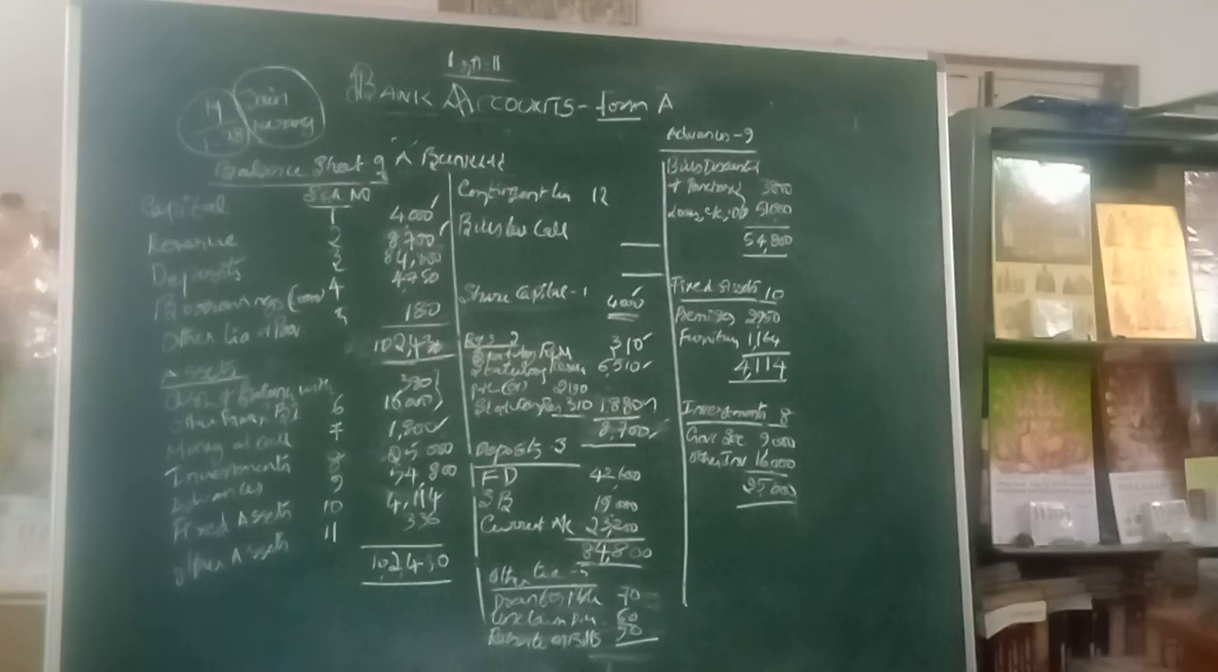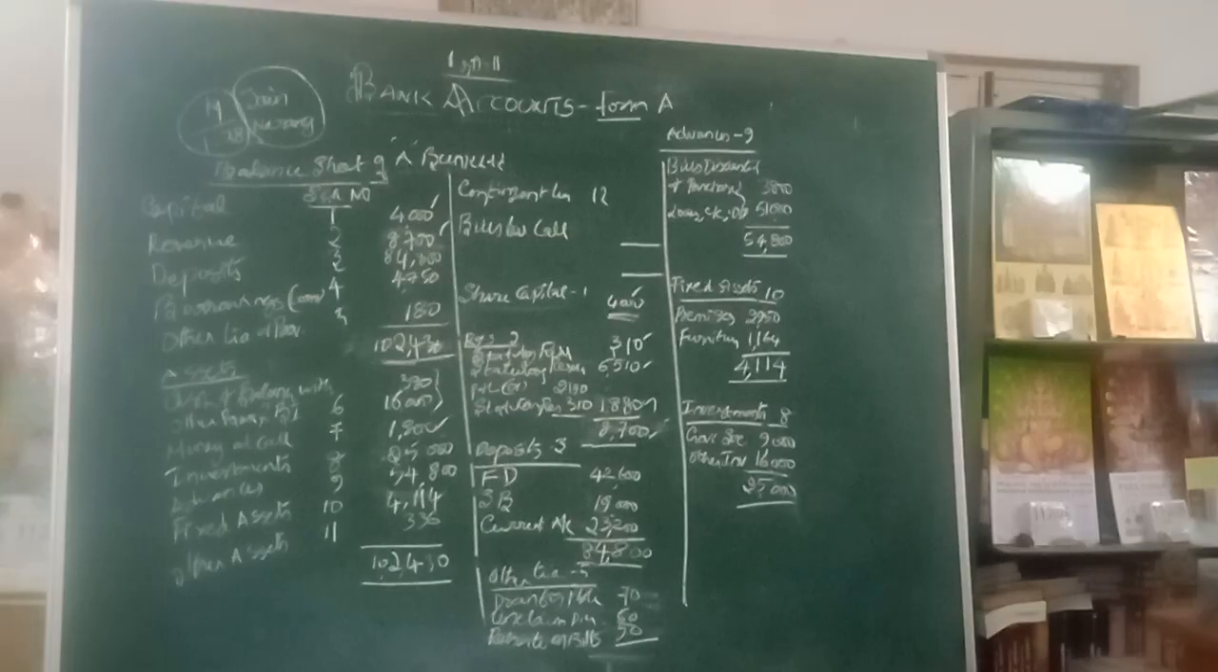Number two, rebate on bills discounted. Always please note it down. The opening balance of rebate on bills discounted should be added with schedule number 13. The closing balance of rebate on bills discounted should be deducted from schedule number 13.